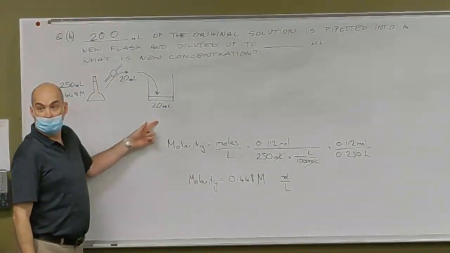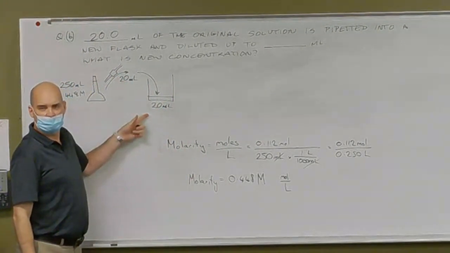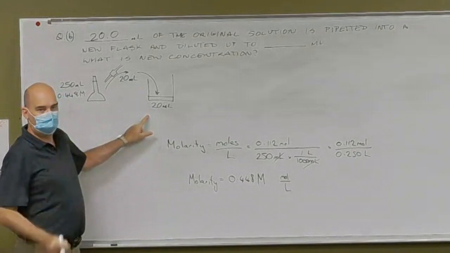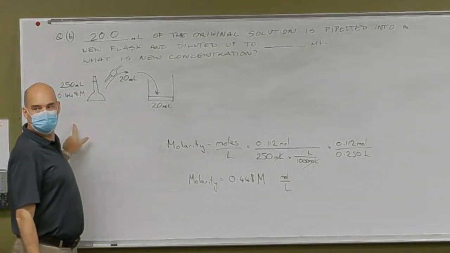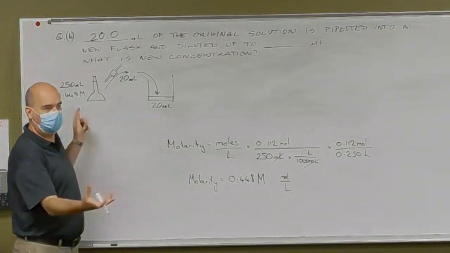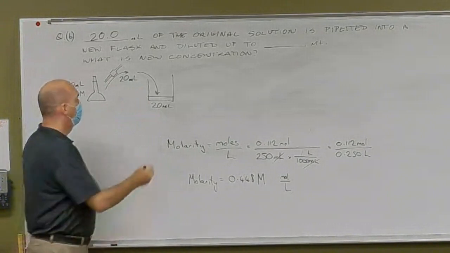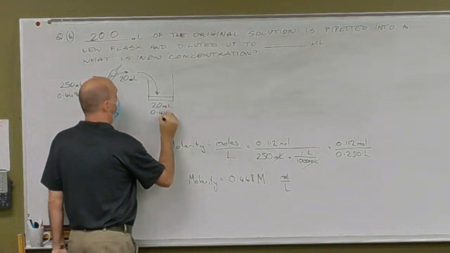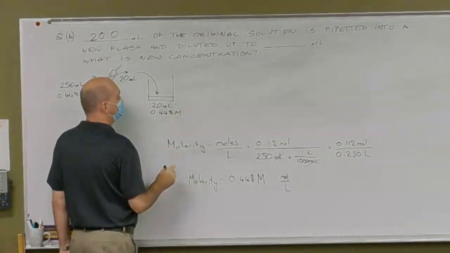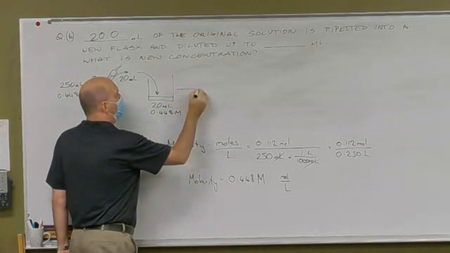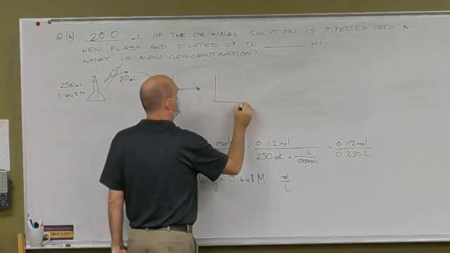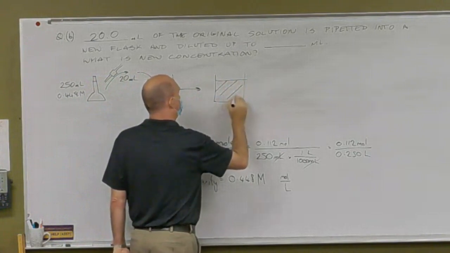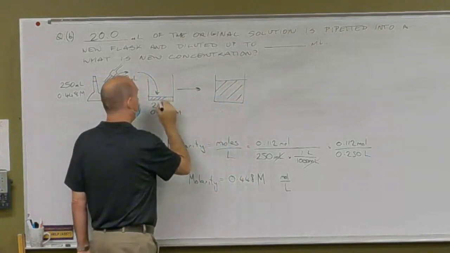In this flask, I have 20 milliliters of solution. What's its concentration? Yeah, it hasn't changed. I've just changed its vessel. So I know its volume and I know its concentration. Then I'm going to top it up to a new volume.